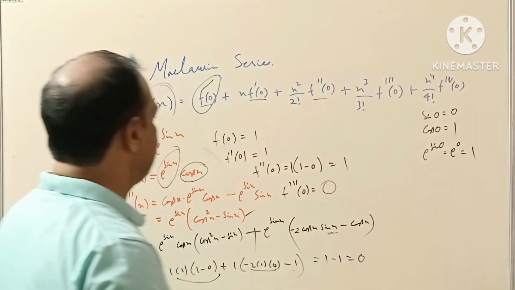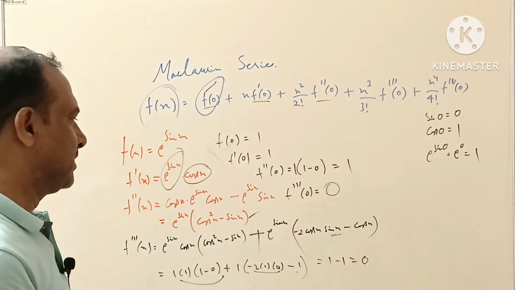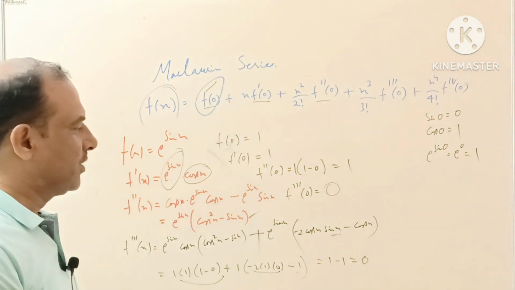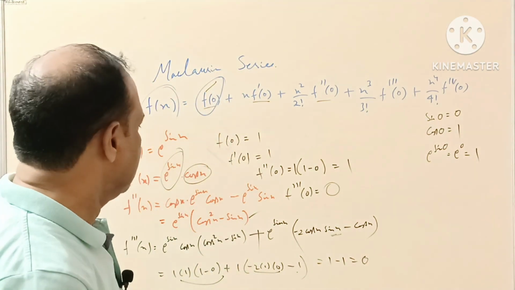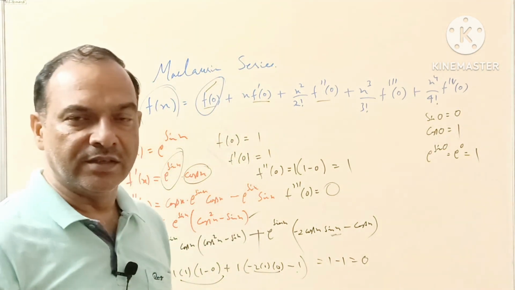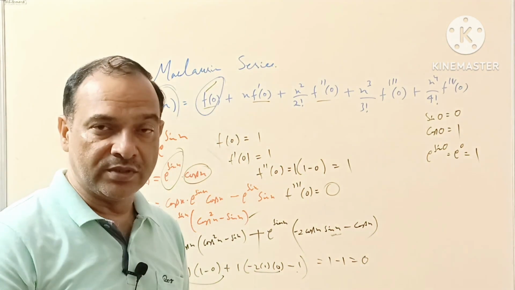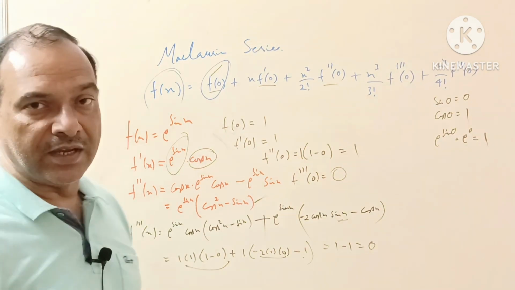Clear? You are having the 4 parts I have taken here. This f0 is 1, f dash 0 is 1, f double dash 0 is 1, and f triple dash 0 goes for 0, for 3 parts, up to 3 here. Now the last thing is, I have to put these in the Maclaurin series, so that I could get a polynomial equation for the function e raised to power sine x.